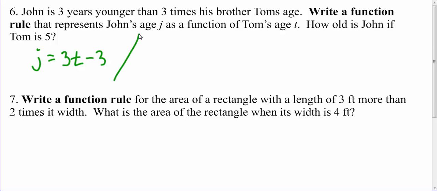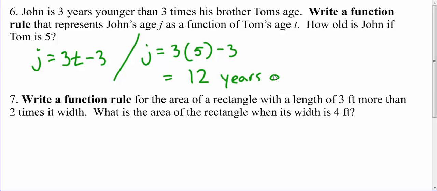Okay, the second part says, how old is John if Tom is 5? So then we can plug in, instead of a T, we know T, Tom's age, would be 5. So we can just plug in that number. And so the age there is 12. And of course we know that would be 12 years old.